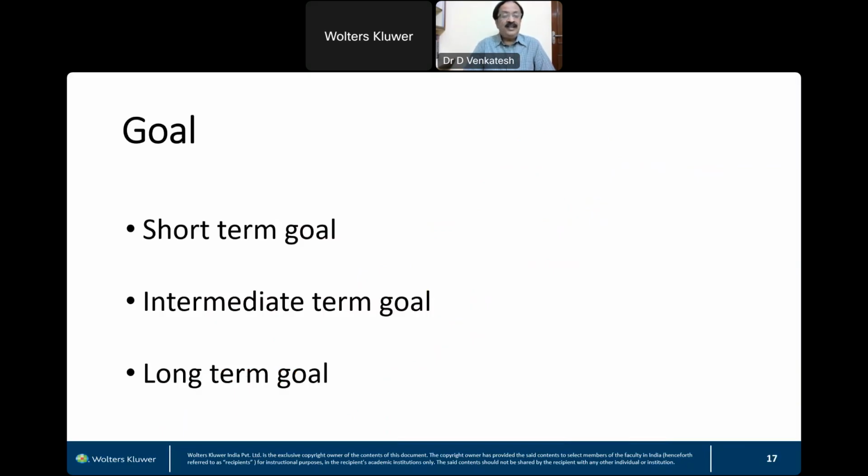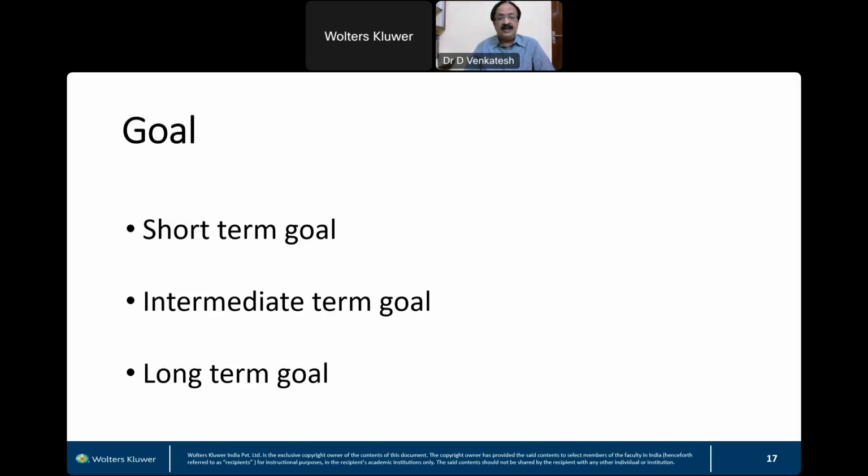Now, we classify the goals as short term goal, intermediate term goal, and the long term goals. Now, what is short term goal? I'll take the example of a medical student. A short term goal is something that you can achieve or desire to achieve at the end of 1 year. The intermediate term goal can be what you achieve or desire to achieve at the end of 5 years or 5.5 years. The long term goal is something which you can achieve around 10 years.